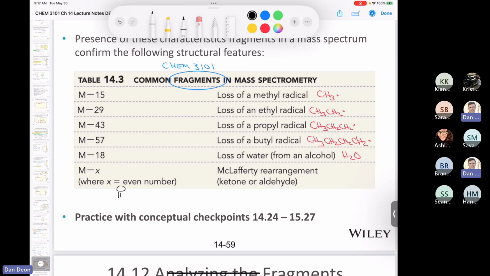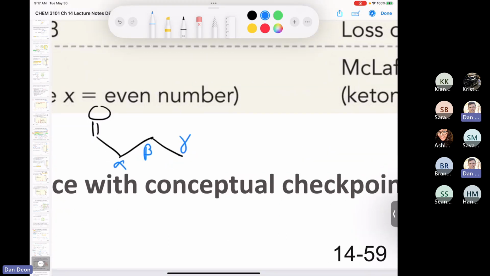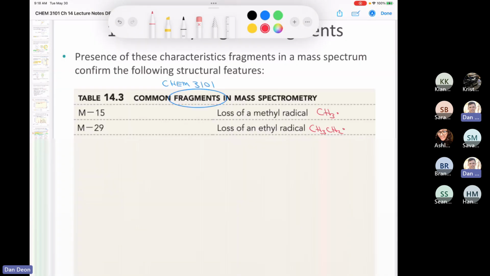So I'll just draw 1, 2, 3. So first is our alpha carbon, then our beta carbon, then our gamma carbon. If the gamma carbon has at least one hydrogen on it, it can undergo a McLafferty rearrangement. All right. And then you lose an even mass. It's the only time we see an even mass except for the water loss, which is 18. All right. So that's a lot of talking today.